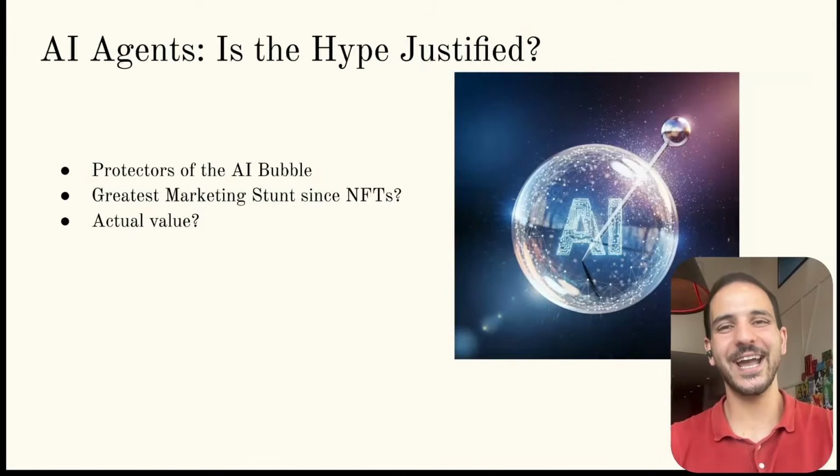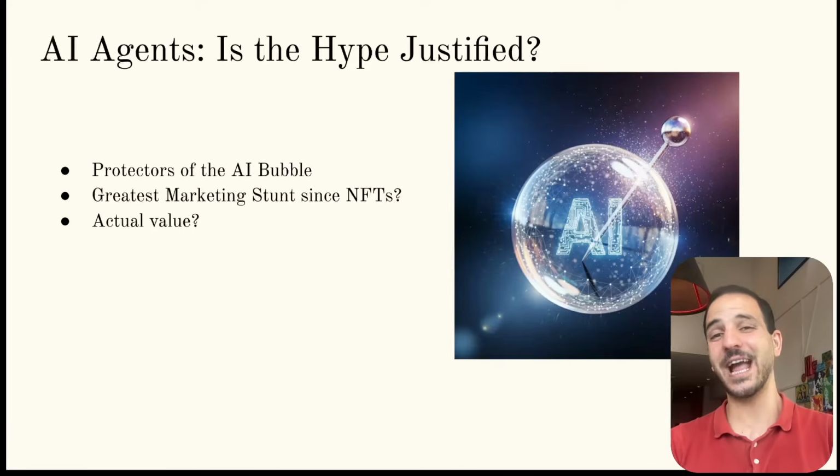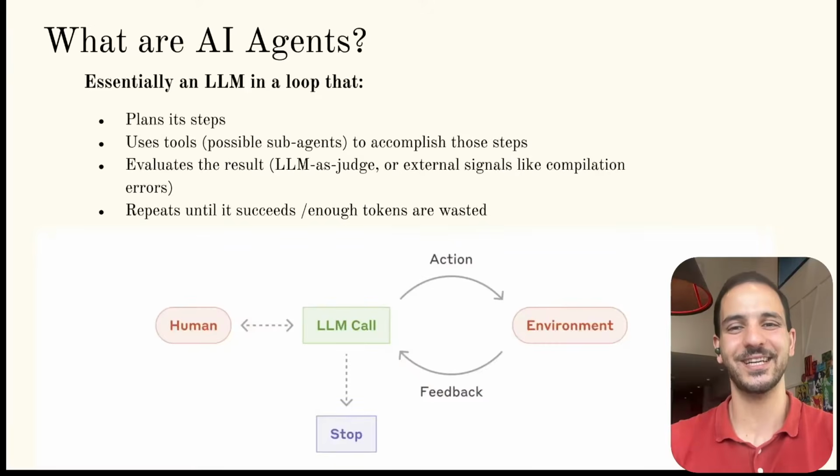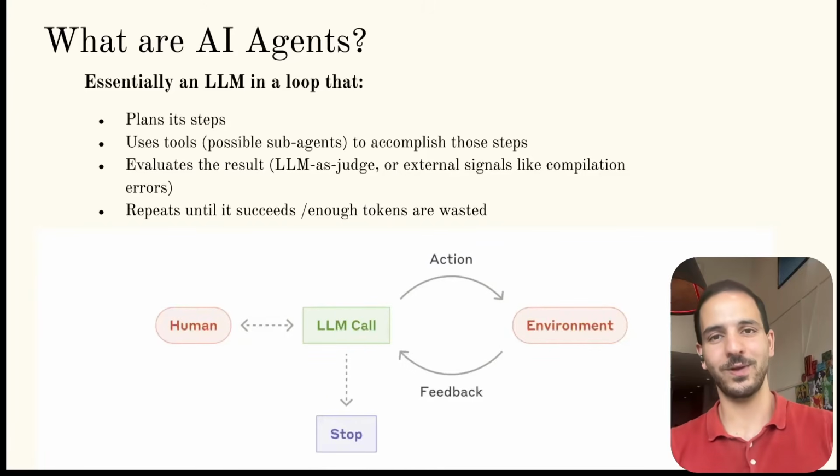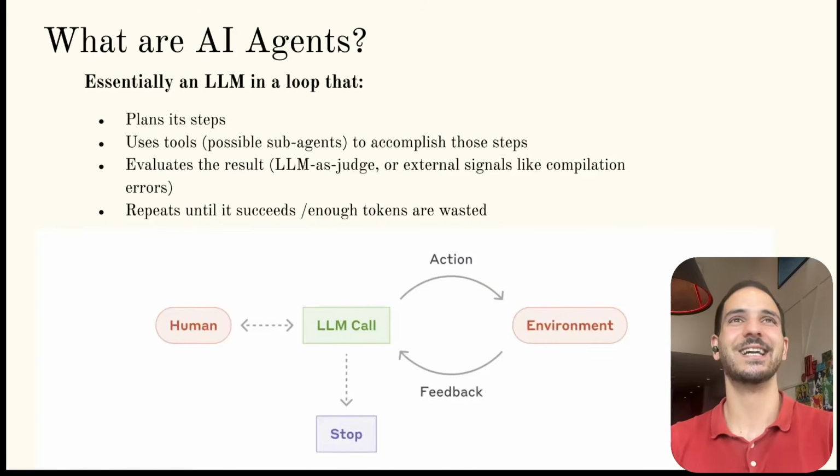Agentic AI, AI agents. We've heard it a million times. Is it all hype? Are these agents only there to protect the AI bubble, or is there actual substance here? Let's take a look. It's tough to clearly define what an agent is. One definition I like is that an agent is an LLM in a loop that runs actions, observes the result, evaluates it, and keeps iterating until the task is completed or we've burned enough tokens.